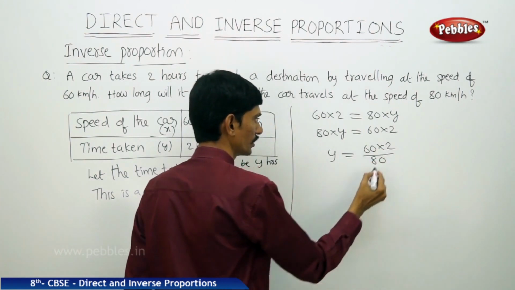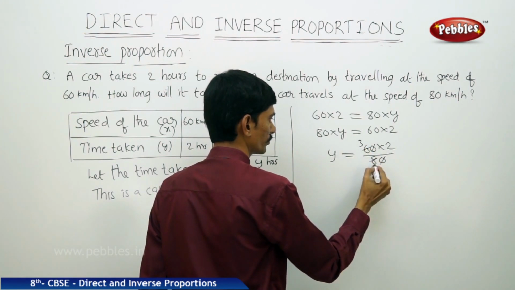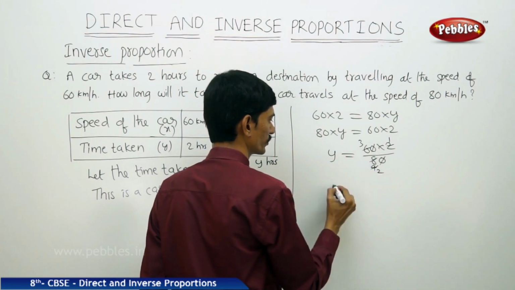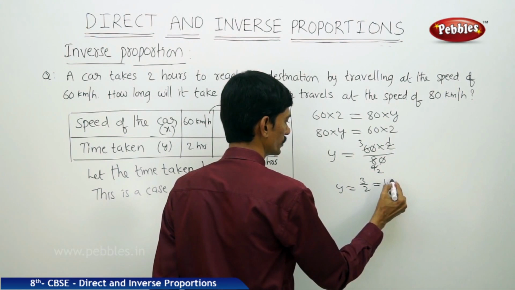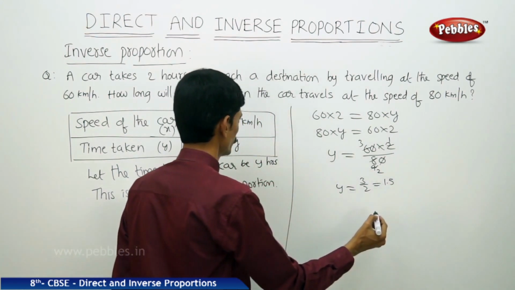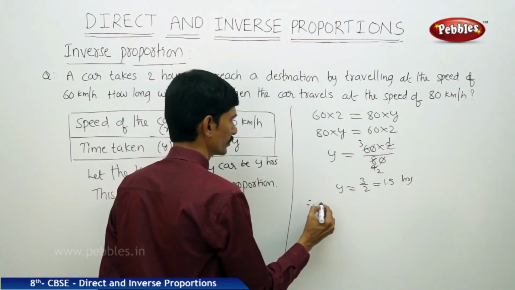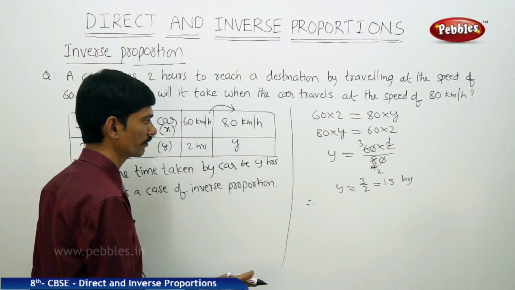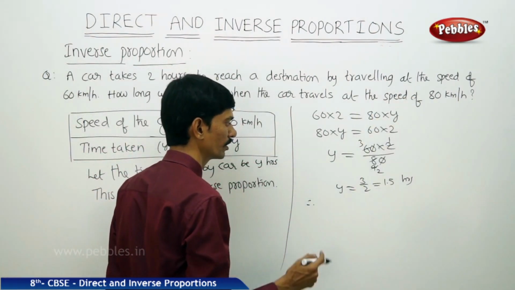So you can cancel the 0 and 0. Then 2 3s are 6, 2 4s are 8, and 2 1s are 2, 2 2s are 4. So y equals 3 by 2. This equals 1.5 hours. So therefore the car will take 1.5 hours to reach the destination at the speed of 80 km per hour.